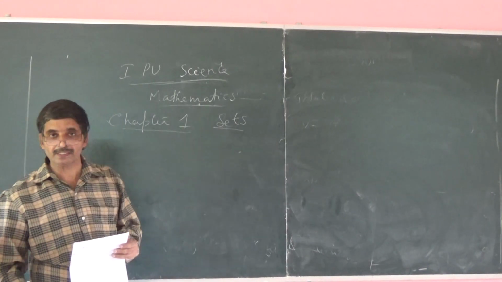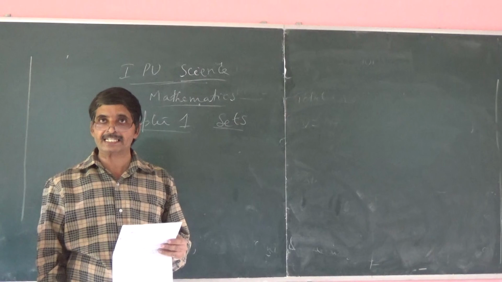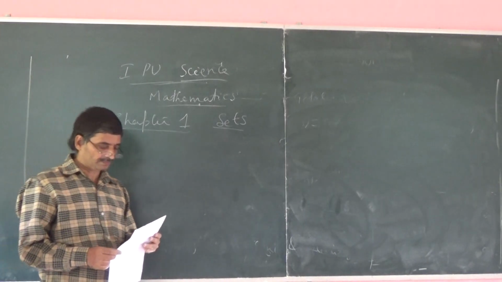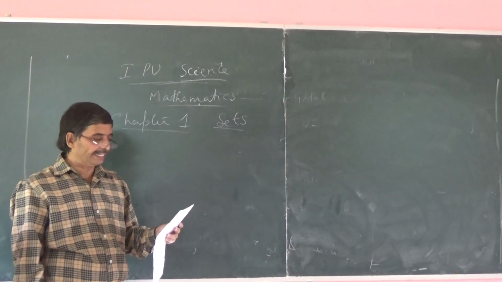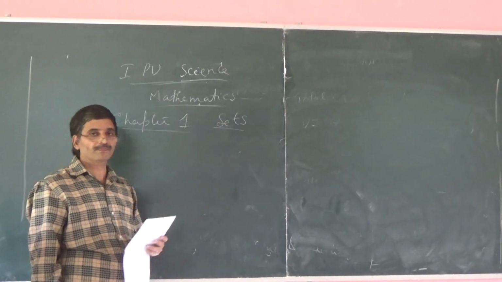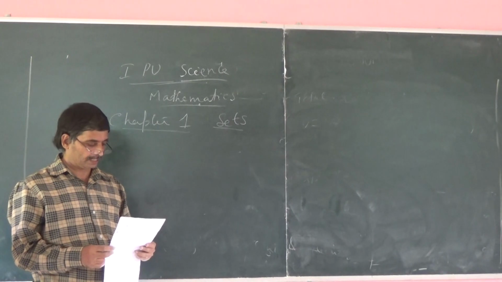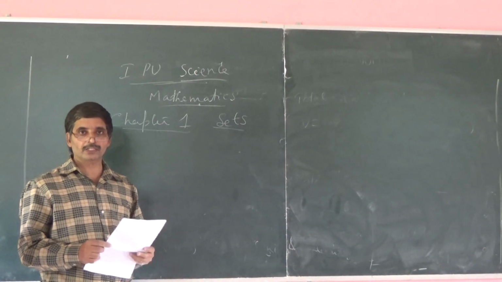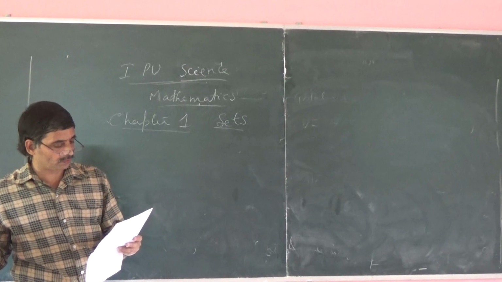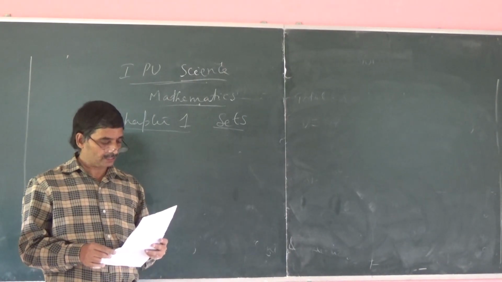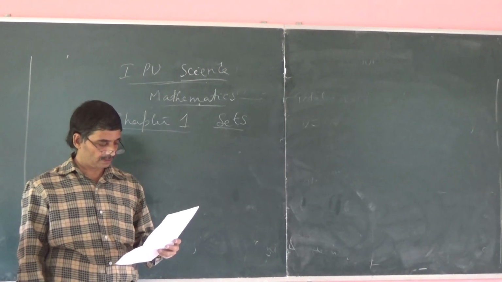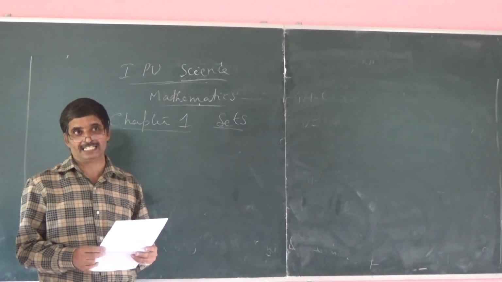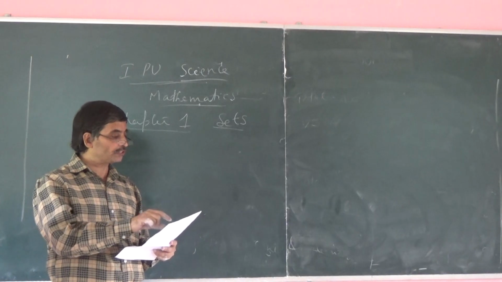So first one is introduction, second one sets and their representation, third one empty set, fourth one finite and infinite sets, fifth one equal sets, sixth one subsets, seventh one power sets, eighth one universal sets, ninth one Venn diagram, 10th operation on sets, 11th one practical problems on union and intersection of two sets. So these are the retained portions in chapter 1.